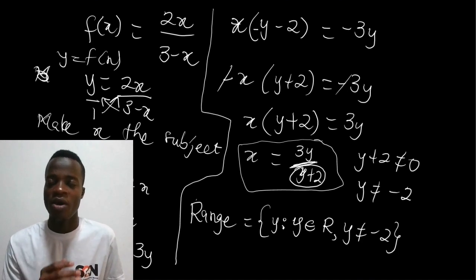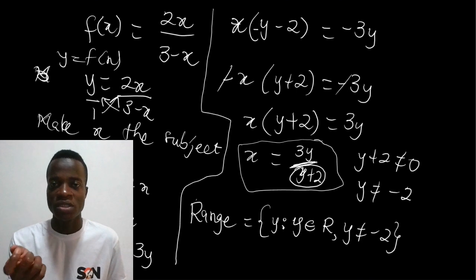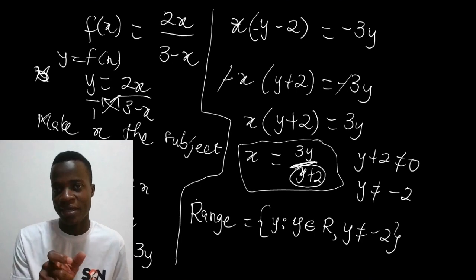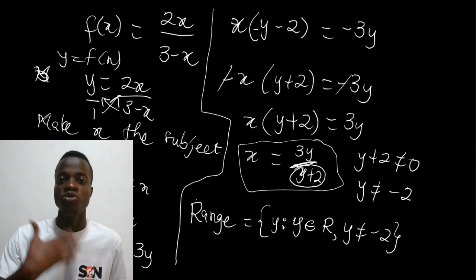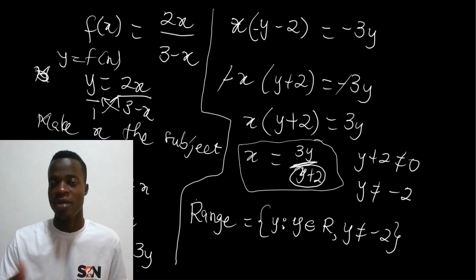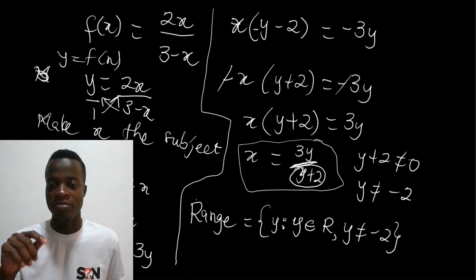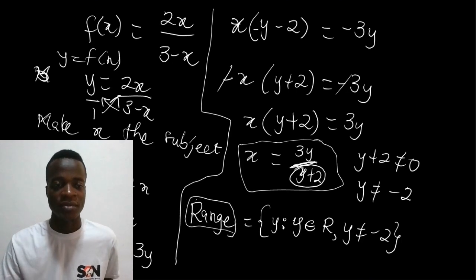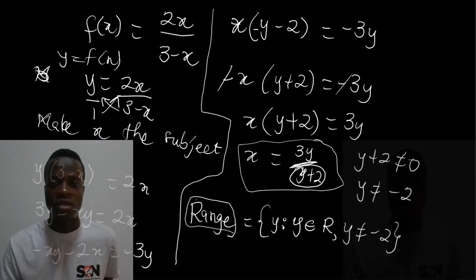Then over here, you just switch, make sure that you make x the subject. After making x the subject, you treat your y as if it's the input variable, then you do the same thing. But just be careful. We are now finding range. You do this when you want to find the range, right? Let me solve one last example with you.